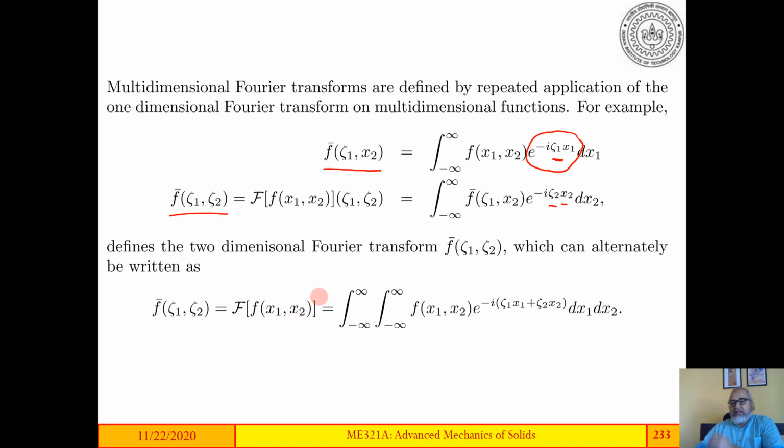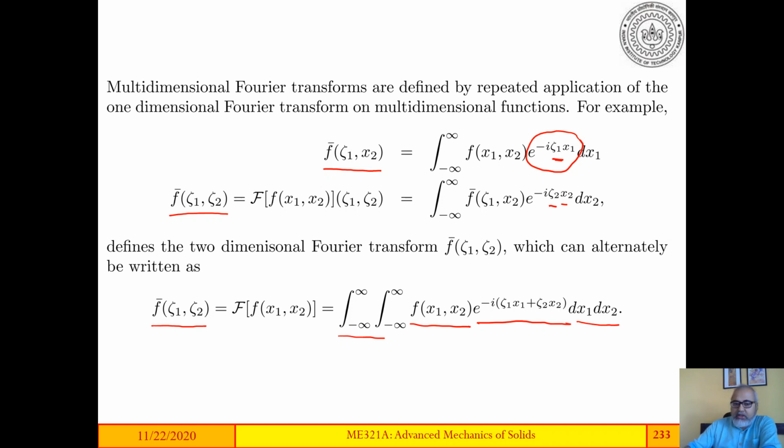So the formula is just a sequential application of e to the power minus i zeta i xi to the first variable and then the second variable. So the final integral becomes, this is a function of two variables x1 and x2. You are multiplying it by e to the power minus i zeta 1 x1 and zeta 2 x2, integrating over dx1 dx2, and doing this double integral to get a Fourier transform function, which is a function of zeta 1 and zeta 2.